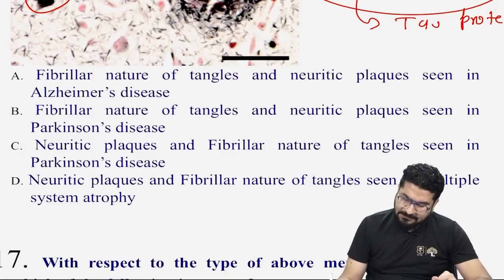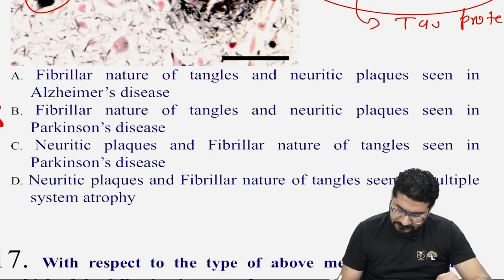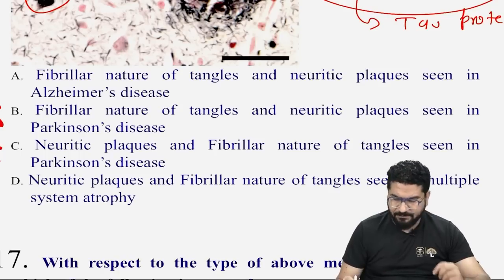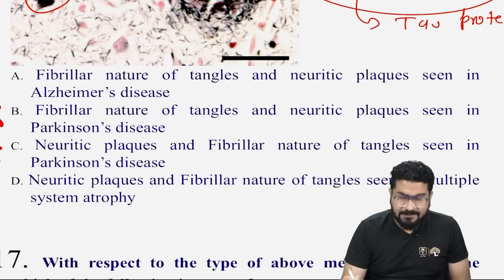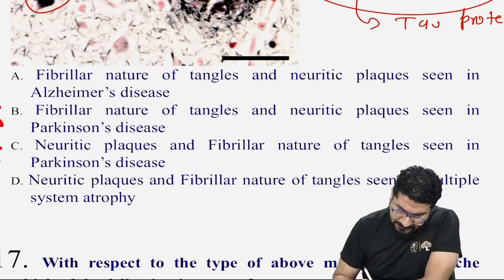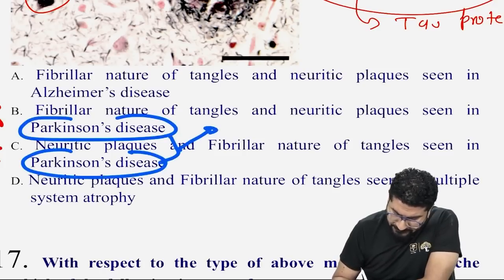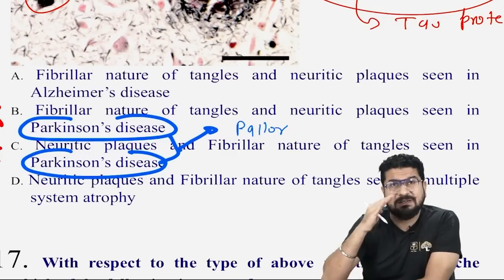Fibrillary nature of tangles and neuritic plaques seen in Parkinson's disease, no, they are seen in Alzheimer's disease. Again, Parkinson's is not the answer. Neuritic plaques and fibrillary nature of tangles in multiple system atrophy, no. So in Parkinson's disease, what will we see? In Parkinson's, there will be pallor of substantia nigra. You will see that the substantia nigra will be less black in color.